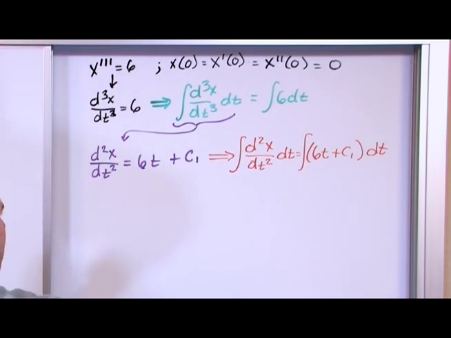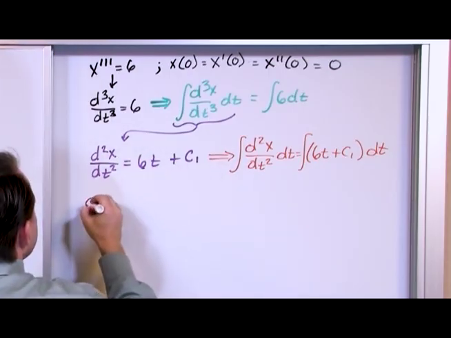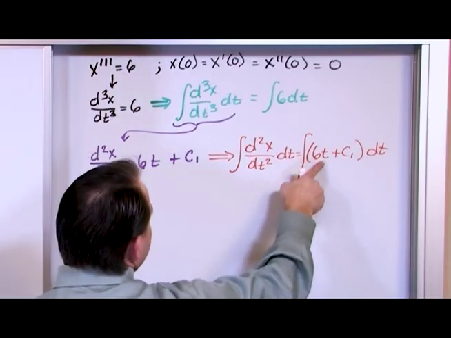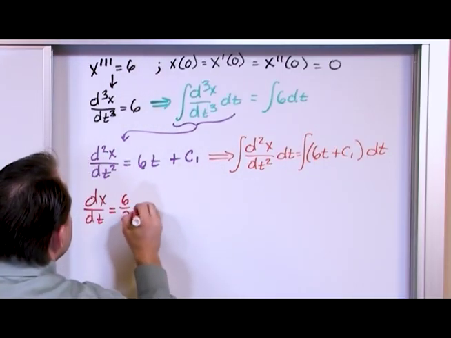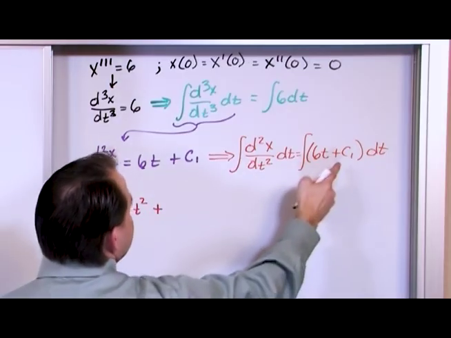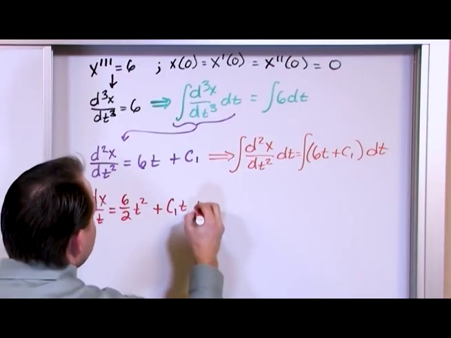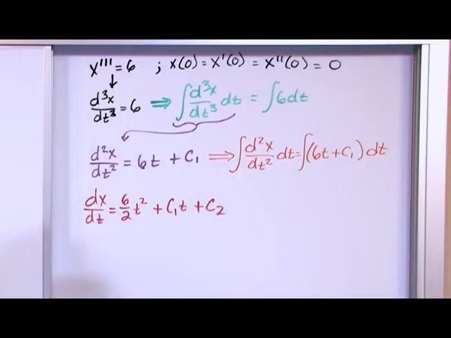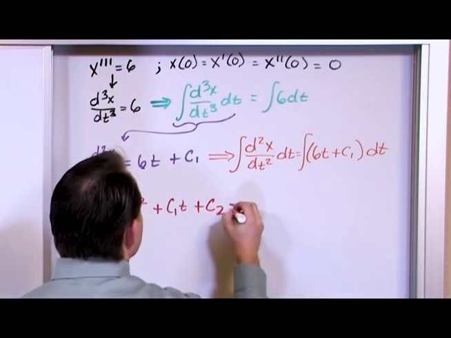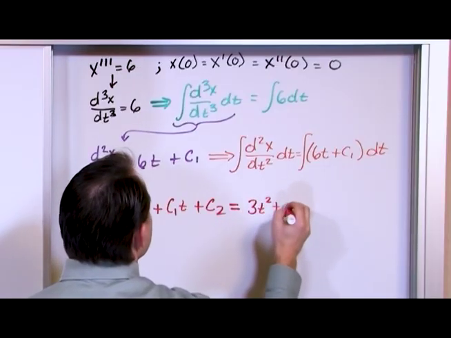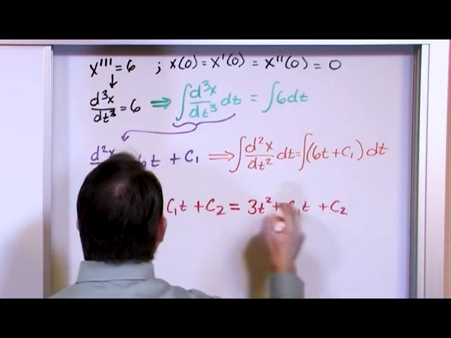So we're integrating it, and then when we do this, we take this and write down what we have here. On the left-hand side, we're just going to get back the first derivative, dx dt is equal to, and on the right-hand side, we're going to integrate this, so it's going to be 6 over 2 t squared plus c1 times time, and so we're done with that, so we're going to have another constant, c2, just a basic integral of a polynomial. So we'll have 6 over 2 t squared plus c1t plus c2. All right, and this is going to be equal to, just doing a little simplification, 3t squared plus c1t plus c2, and that is the first derivative.